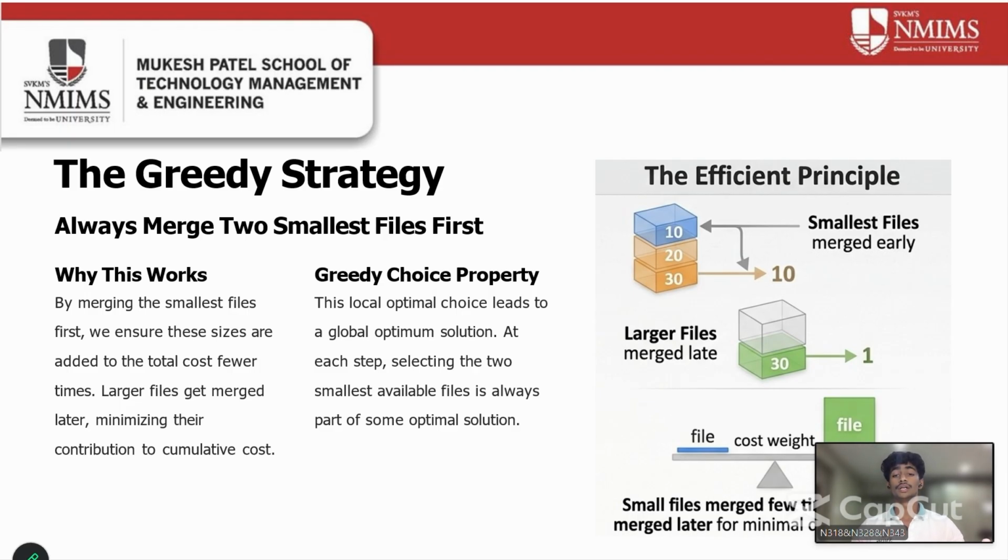Now let us understand the greedy choice property. This means that at every step, choosing the best option, which is the smallest file, will lead to the best final result. So a locally based choice gives us a globally based solution. Also, larger files are merged later. This ensures that their cost does not get repeated many times, and this is the main reason why this approach is efficient.